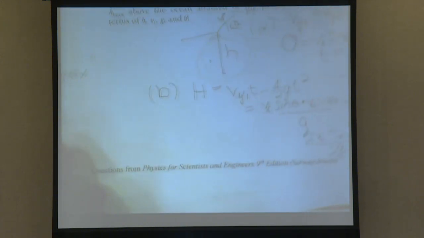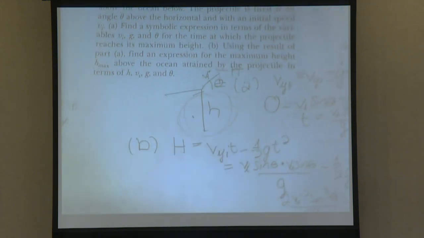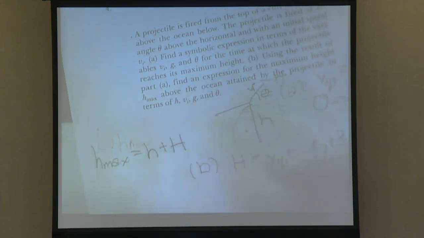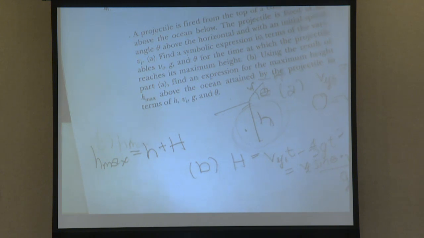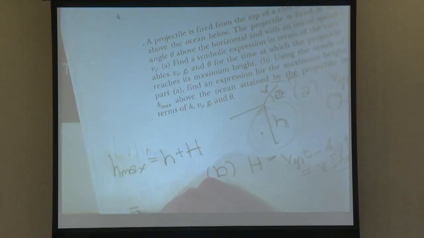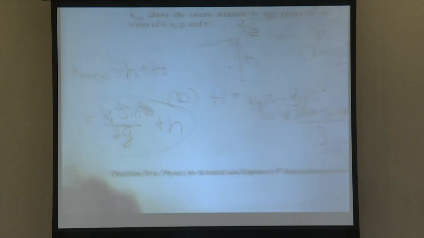Okay, so our H max is going to be equal to that height that we found that is above the cliff. And then we want to add that to the small h. So that's going to be h plus the big H that we found. So when we add that, it's just going to be equal to Vi squared sine squared theta over 2g plus h. Okay?